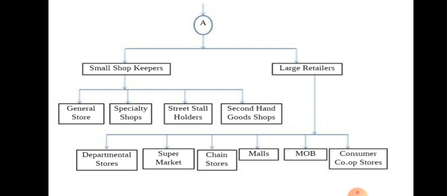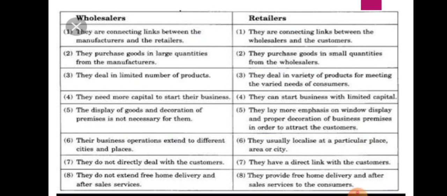What is departmental store? Till then, now you can differentiate between wholesaler and the retailer. Wholesalers are the connecting link between the manufacturer and the retailer. Retailers are the connecting link between the wholesaler and the consumer. Wholesalers purchase goods in large quantities, and retailers purchase goods in small quantities. In this way you can differentiate by your own also between wholesaler and the retailer. So in the next lecture we will study what is departmental store.